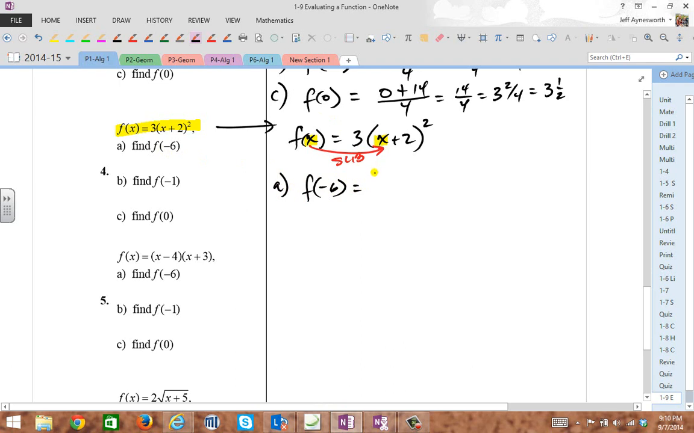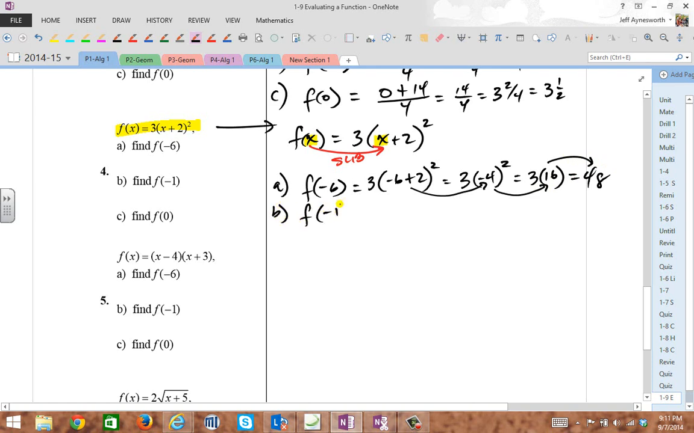All right, time to check our work. So we've got 3 times the quantity negative 6 plus 2, squared. That's equal to 3 times, negative 6 plus 2 is negative 4, squared. Negative 4 squared is negative 4 times negative 4, which is 16. So 3 times 16, and that's 48. You have to simplify here, square here, and then multiply, and you get 48. Step it out.